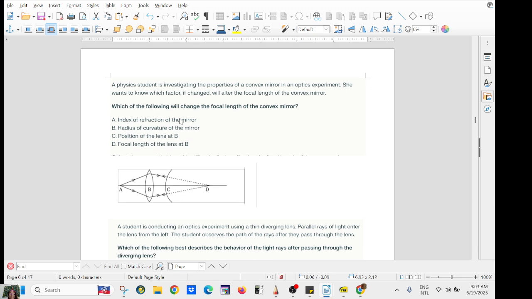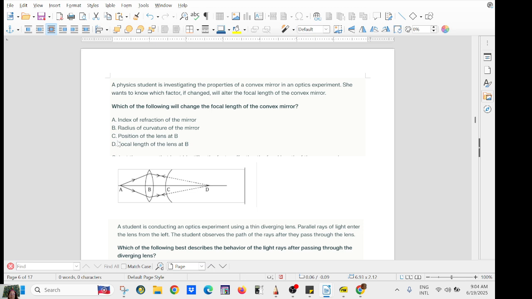Okay, so here they talk about a convex mirror, and you want to change. It's a convex mirror, and a convex mirror with a lens here in front of the convex mirror. We don't know exactly what's going to happen after, but it doesn't matter. So you have a convex mirror and a convex lens. So what's going to happen is that they want to change the focal length of the convex mirror.